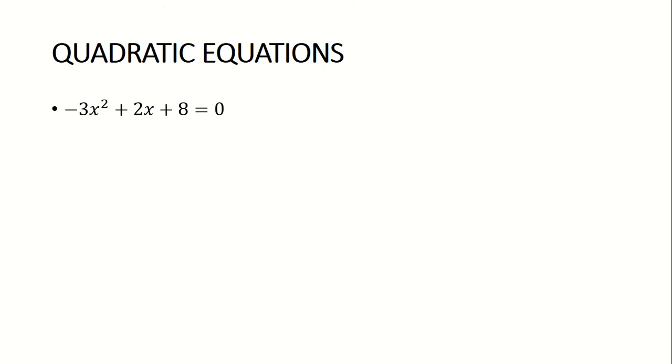In this case you realize that we don't have a common factor, so you have no other option but to multiply everything by negative. When you multiply everything by negative, that's what you will be left with: 3x squared minus 2x minus 8 is equal to 0. Now this is a complex quadratic equation. So basically you need to choose your factors correctly so that you can factorize the right way.